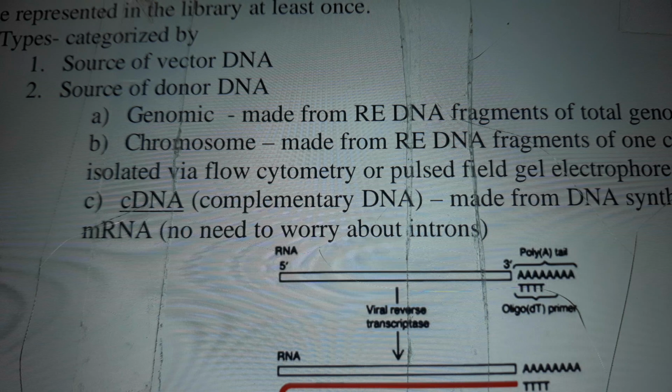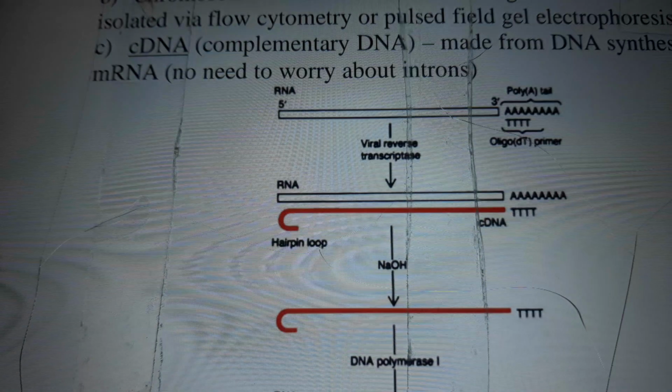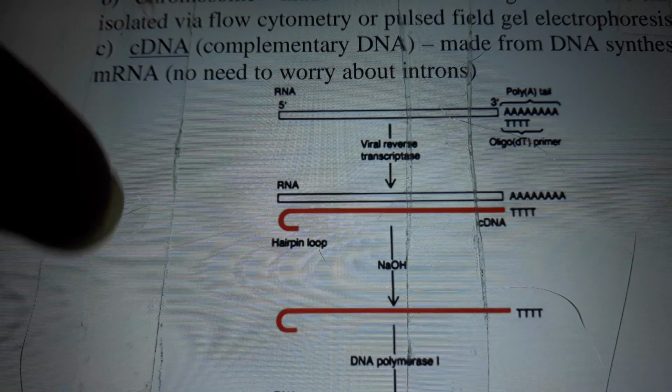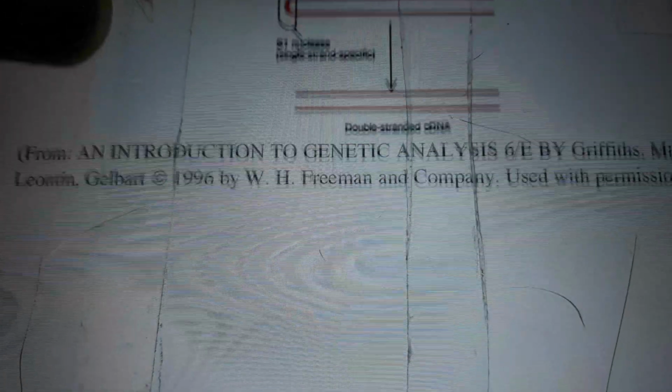A. Genomic, made from restriction enzyme DNA fragments of total genomic DNA. B. Chromosome, made from restriction enzyme DNA fragments of one chromosome isolated via flow cytometry or pulsed field gel electrophoresis. C. cDNA, that's complementary DNA synthesized from mRNA. No need to worry about introns. Note these diagrams and the credits to W.H. Freeman and Company for the authors of An Introduction to Genetic Analysis.